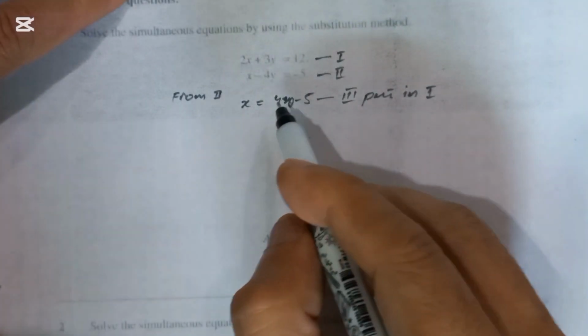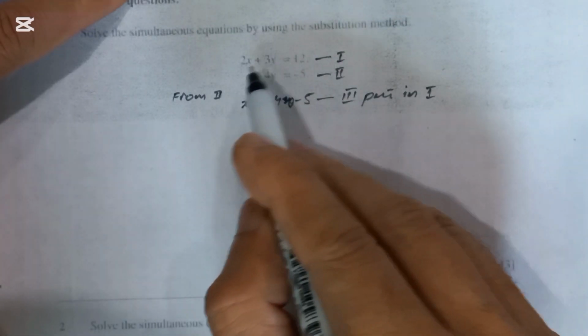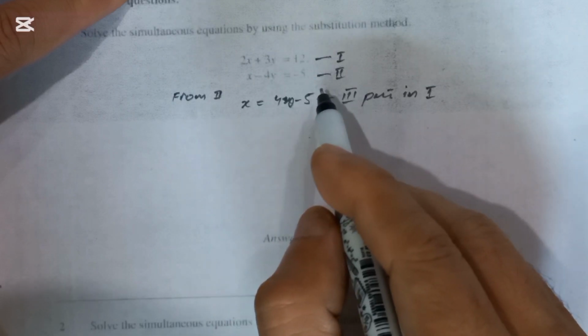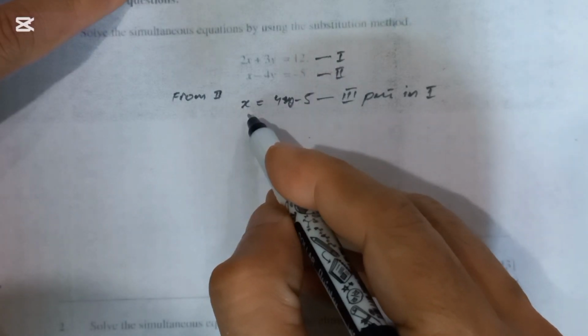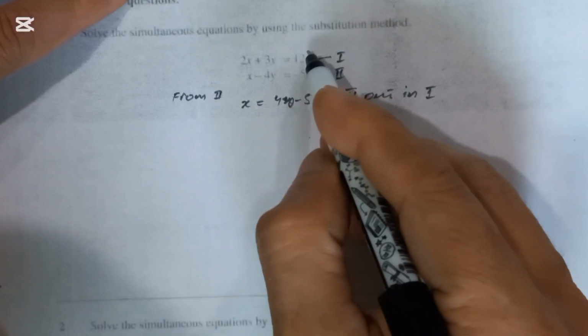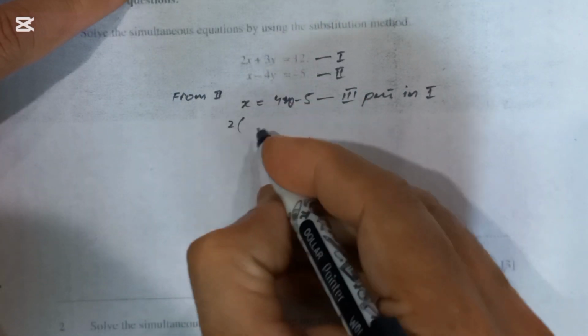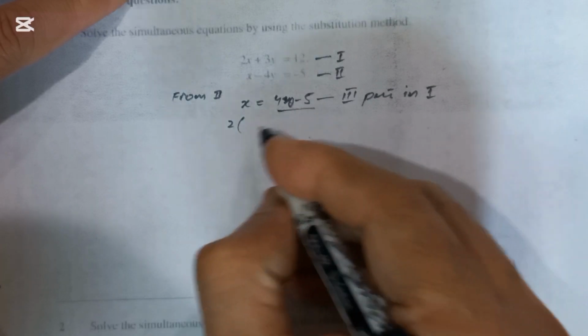If you have made the subject from equation number 2, you have to put it in equation number 1, and if you make a subject from equation number 1, you will have to put it in equation number 2. Like reverse process will be there, because we have taken equation number 2 and made a subject. So from 2, this is the subject, so we will put this value in equation number 1. So here is 2x, so 2, and x is here, so we will put the value of x here.